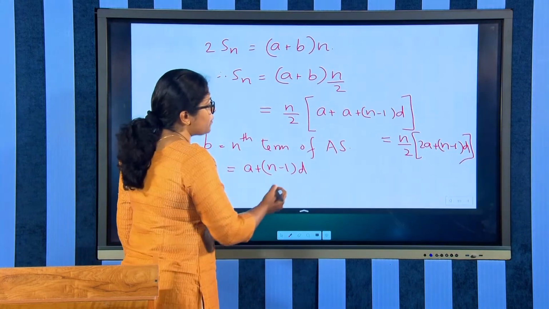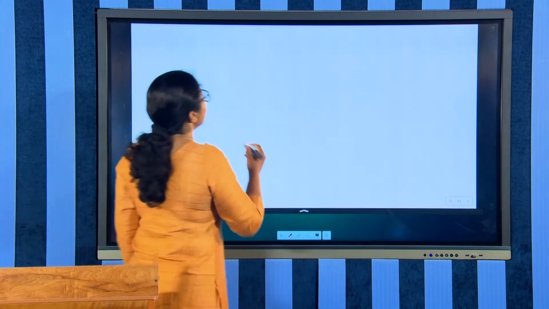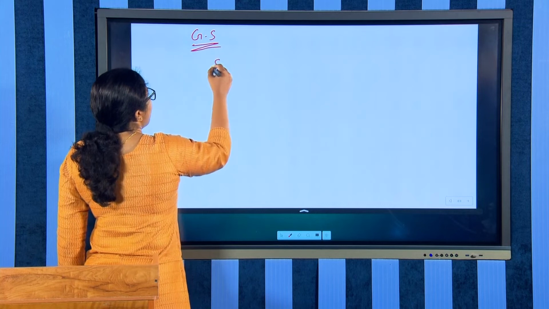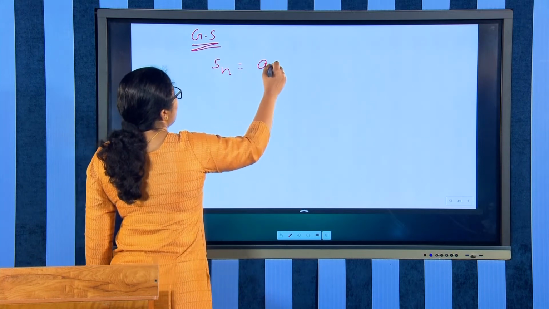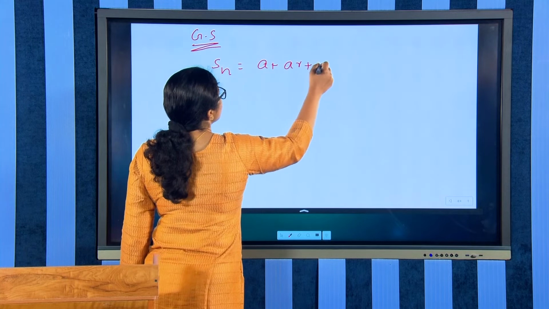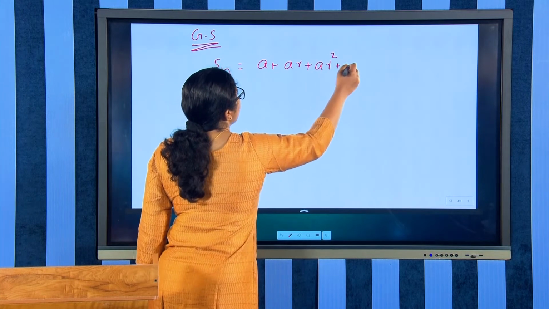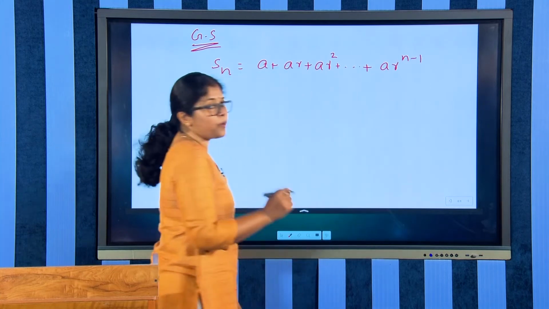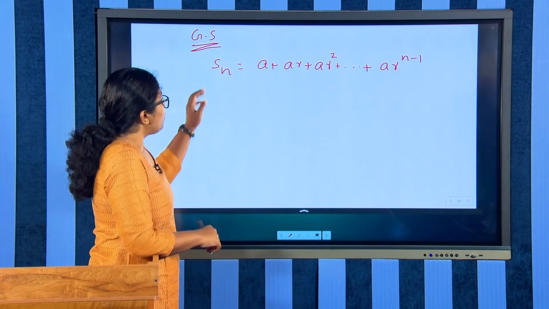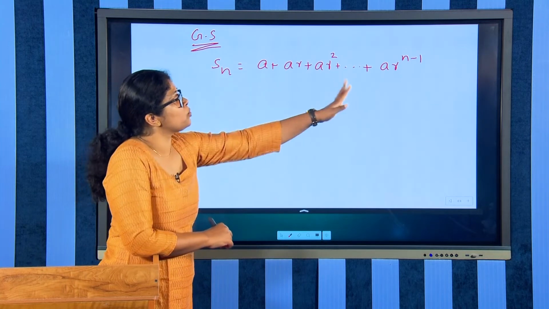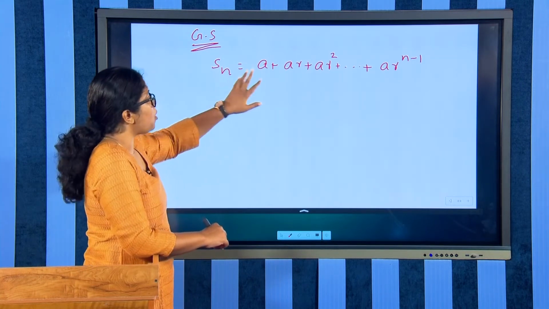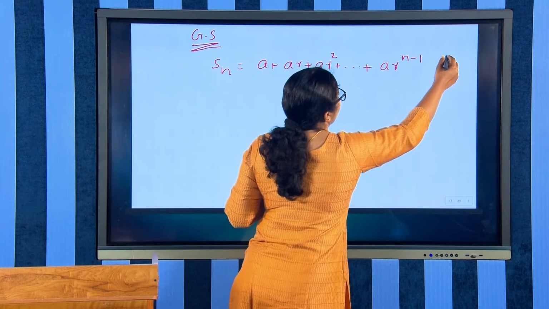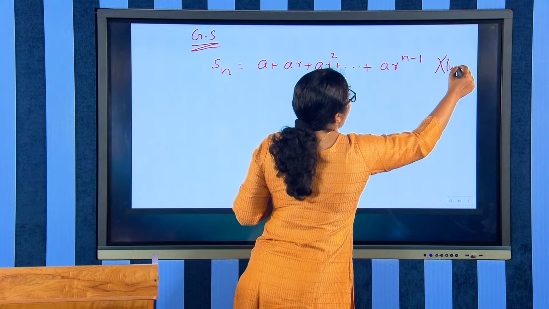So we can quickly have a look into the proof of this one. For a geometric series, Sn we are going to find, as we have seen in the slide, a plus ar plus ar square plus etc., adding up to ar to the power n minus 1. Now if we multiply throughout with r, the common ratio, what do we get? Multiply this entirely with r.